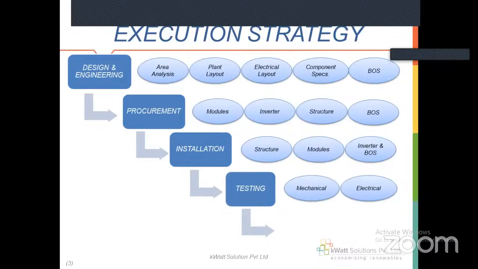Testing is again the most important aspect: mechanical testing and electrical testing. Mechanical testing is nothing but your physical checks, the tightening, screwing, everything. Electrical testing is for leakages, the current leakages or any wiring faults, etc. Commissioning: final commissioning is nothing but the termination of the AC cable to the end LT panel or the grid.